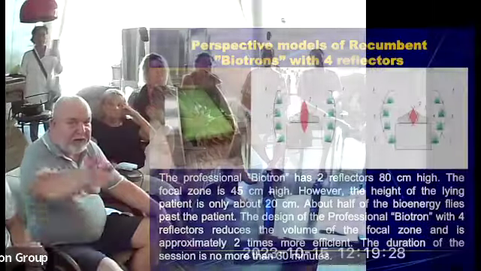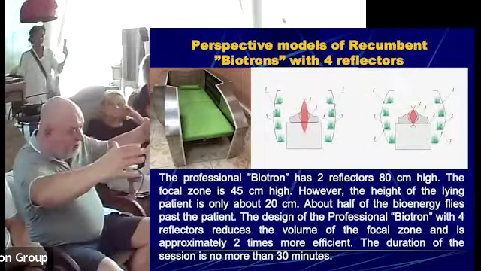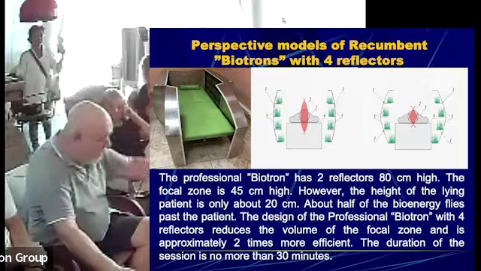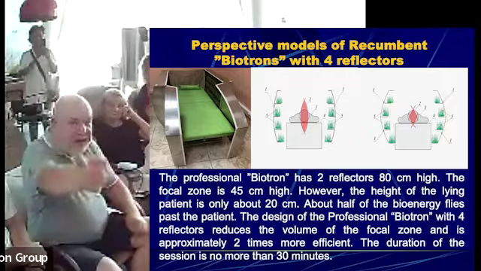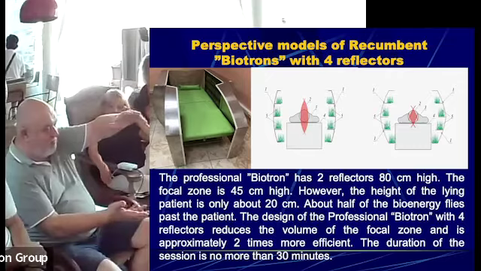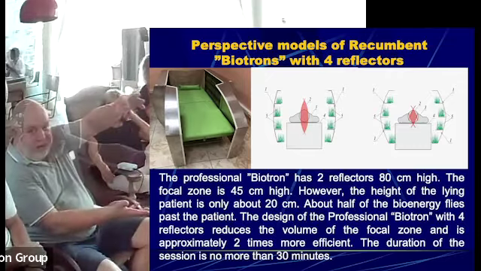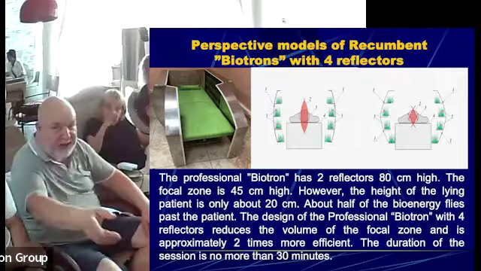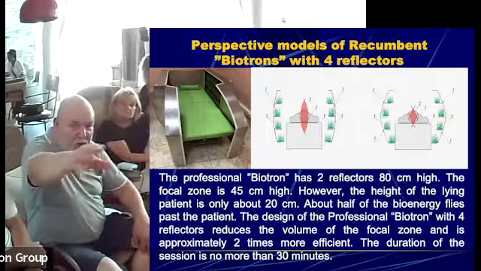Here is a good example. I produced a rather big Biotron with 2 reflectors, one reflector and another reflector. The height of this is 80 centimeters. And the height of the focal zone is 40 centimeters because it's half of the radius. When the patient is lying, he is only 20 centimeters, and rather much bioenergy passes through the patient.